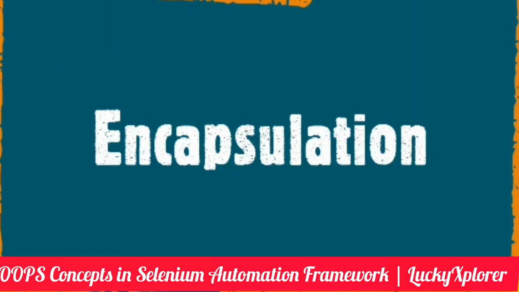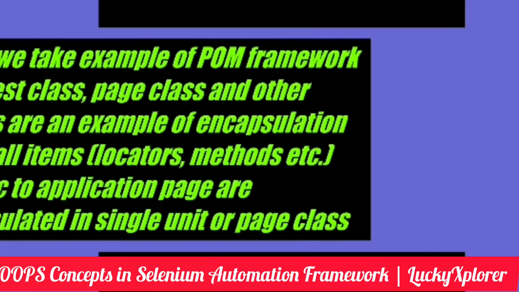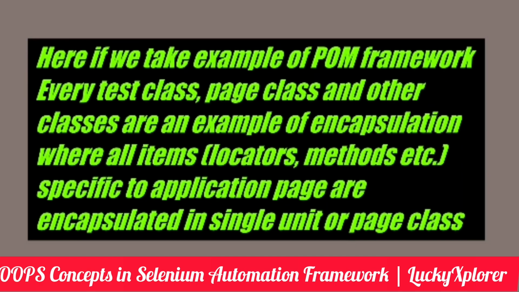The next OOPS concept to explain is encapsulation. Encapsulation in Java simply means wrapping up of data and the methods working on that data into a single unit, which is our class. So basically in your automation framework, every page class, test class or other class is an example of encapsulation. For example, in your page class you have all the locators, fields and the methods working on those fields wrapped up in a single unit, which is your page class. So now let us see the real example to explain what encapsulation is in an automation framework.